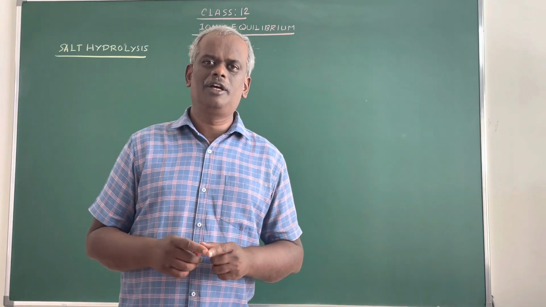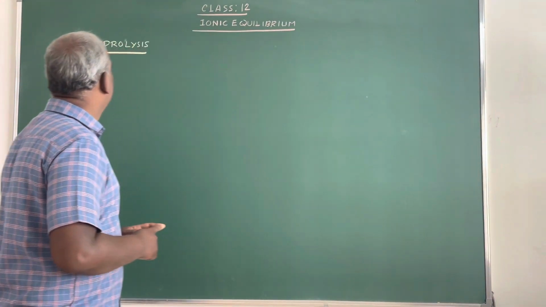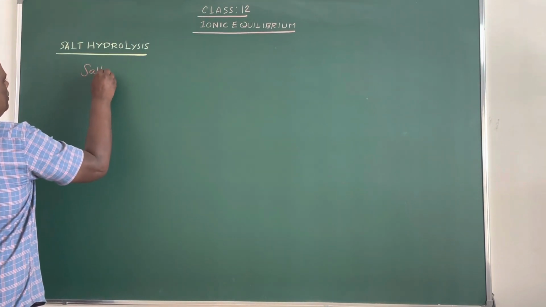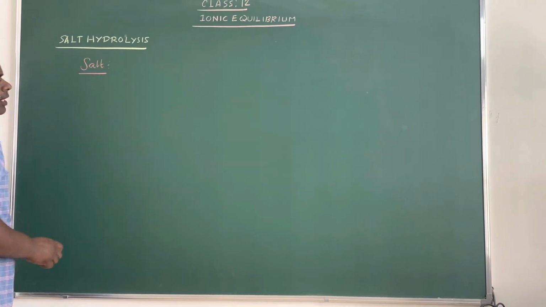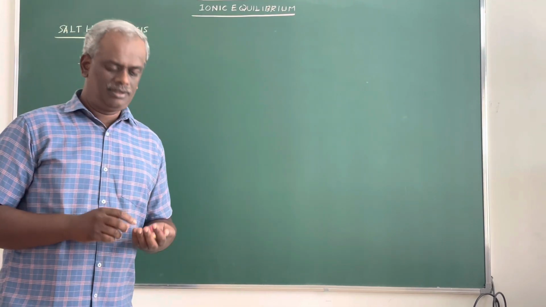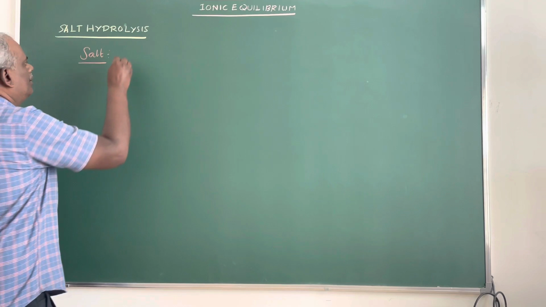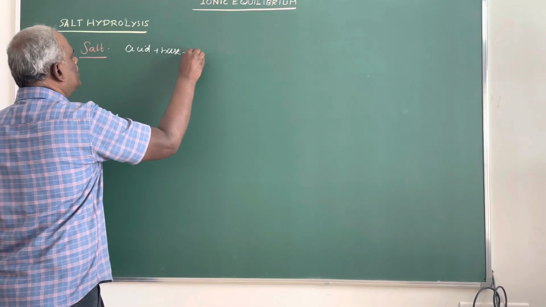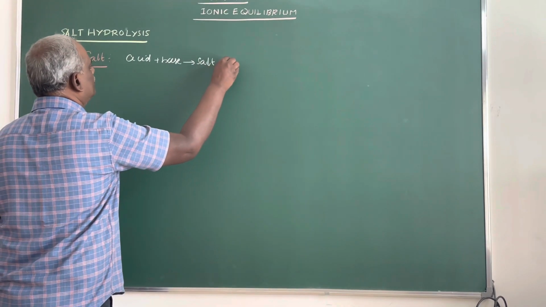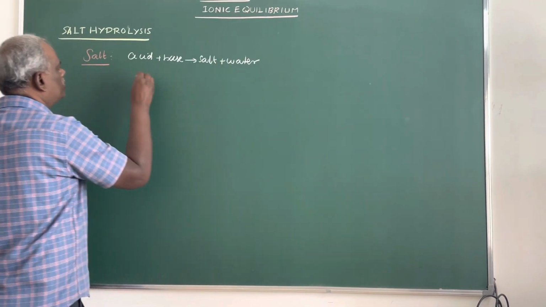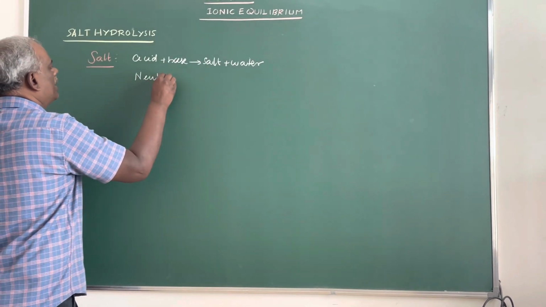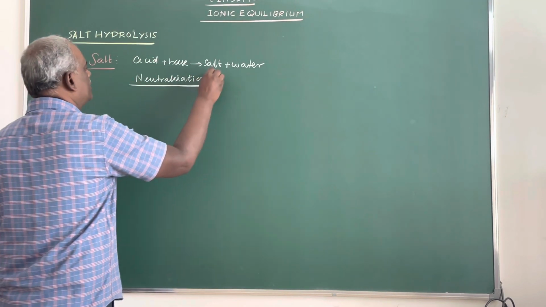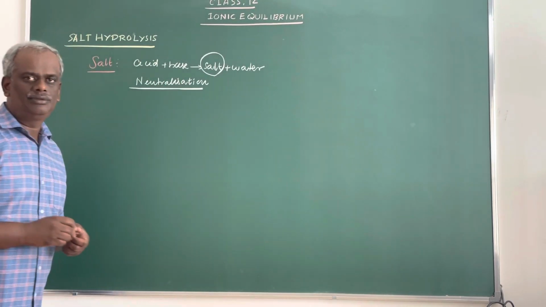Today's class we are going to talk about salt hydrolysis. We must know what is called salt. Salts are obtained by the neutralization of an acid by a base. When an acid reacts with a base, we get the salt plus water, and this particular reaction is said to be the neutralization reaction. As a result of the neutralization, we are obtaining a particular salt.